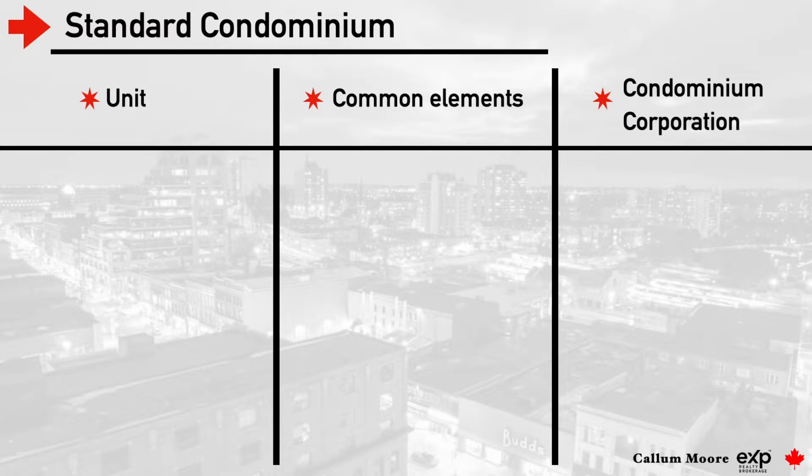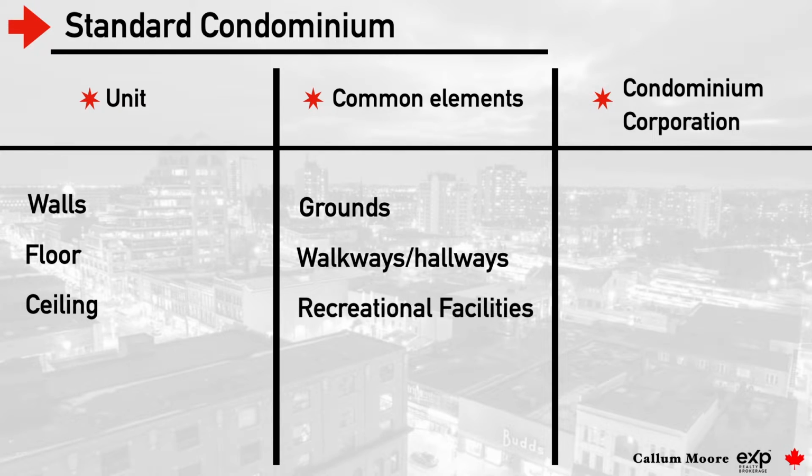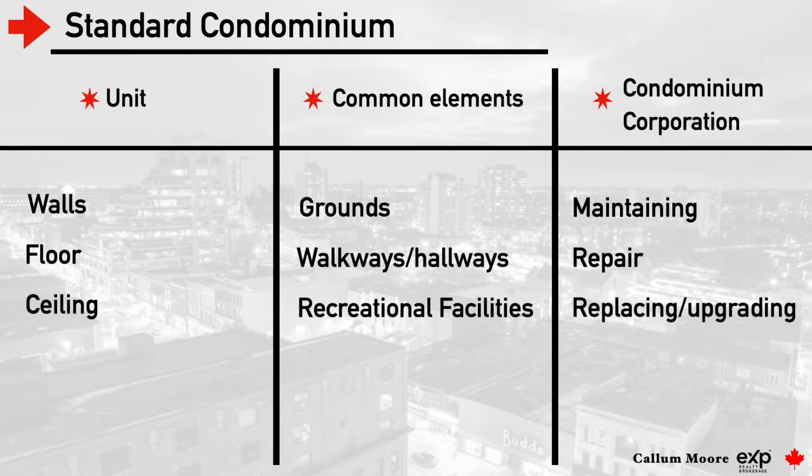If you just keep it simple, the unit is everything within the unit boundary: walls, floor, ceiling. The common elements would be the grounds, walkways, hallways, recreational facilities, etc. And the condominium corporation is responsible for maintaining, repairing, and replacing the common elements. Just keep it simple in your mind to define that standard condominium.